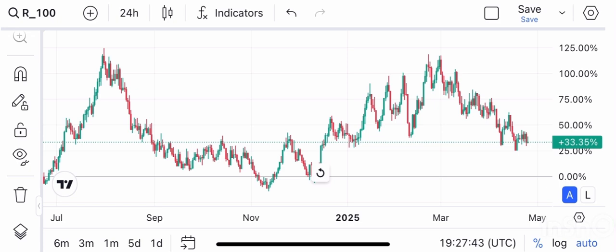Now, in this video, I want us to analyze this chart together. When you open your chart, the first thing you want to do is map out your major support and resistance area. So, I'm going to do that right now. You can see where the chart is currently.